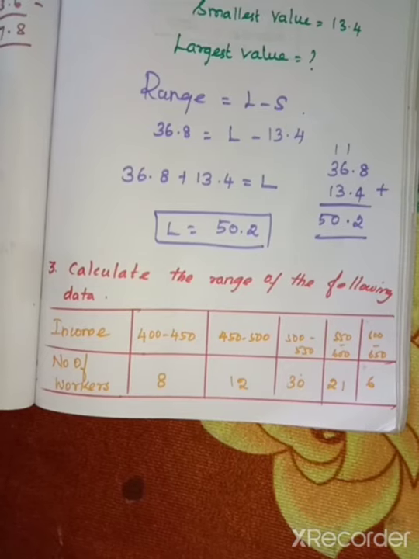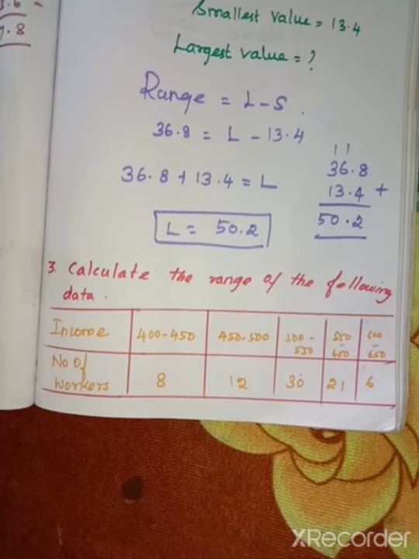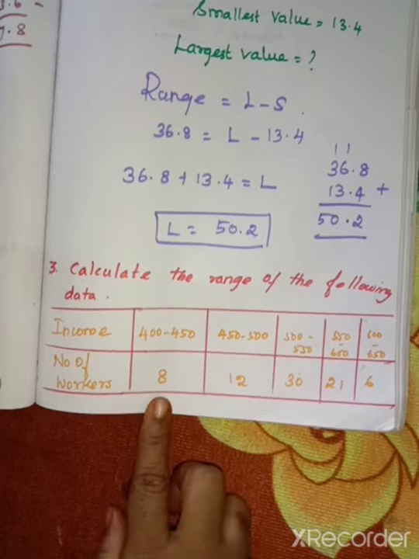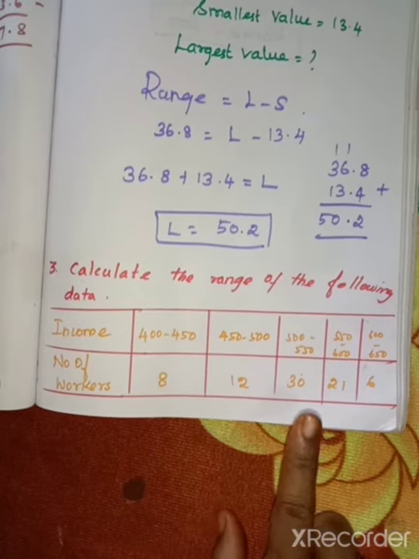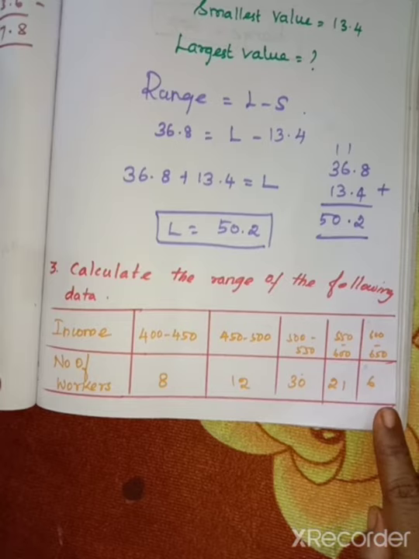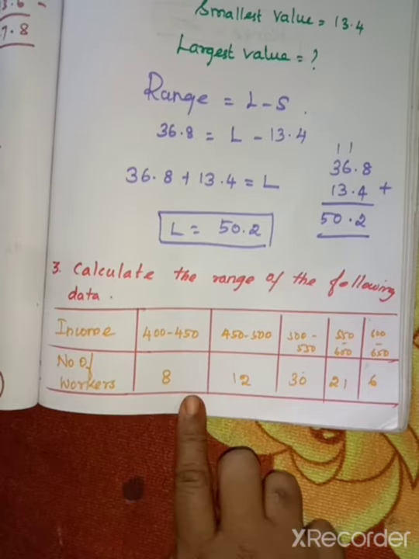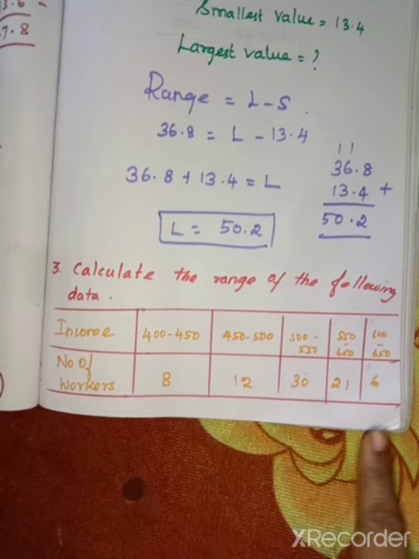Third question: calculate the range of the following data. Here the data is income and the number of workers. The income class intervals are 400 to 450, 450 to 500, 500 to 550, 550 to 600, 600 to 650. For this income, the number of workers is 8, 12, 30, 21, 6.